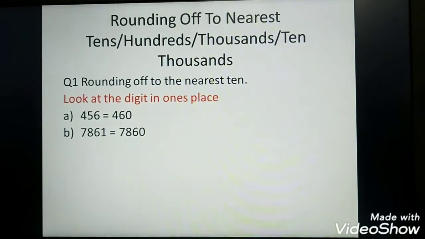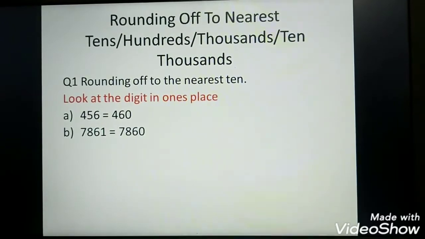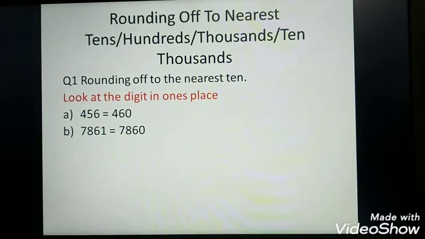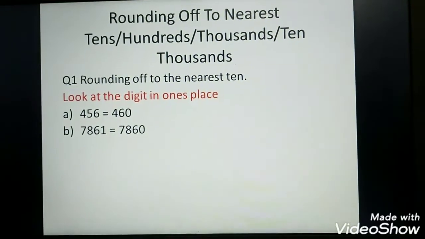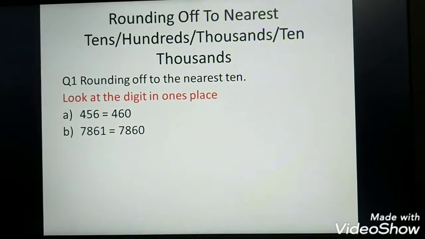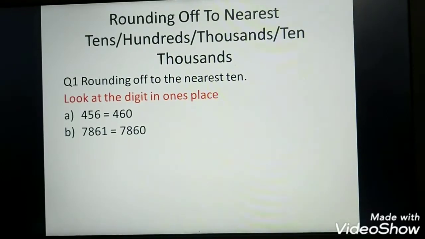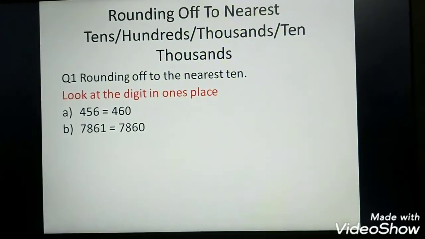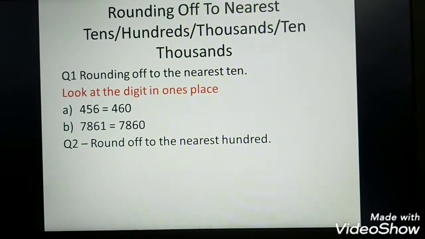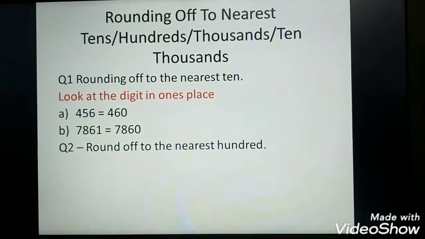Now the B part is 7861. Again, look at the digit in ones place, it is 1, less than 5, so that is why 6 will remain as it is and you will replace 1 by 0. So the required answer is 7860. Now the second question is round off to the nearest 100.